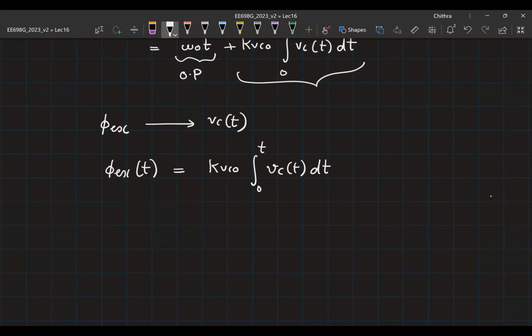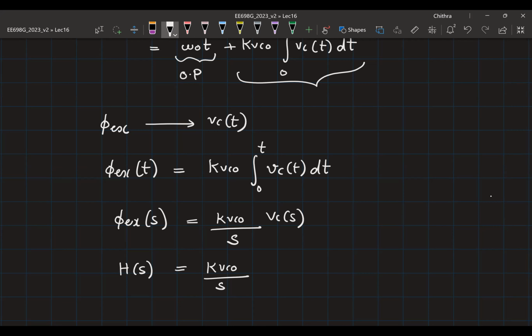What is the transfer function? So I have phi x of s equal to KVCO divided by s times VC of s. So now I have this transfer function given by KVCO by s. Okay.